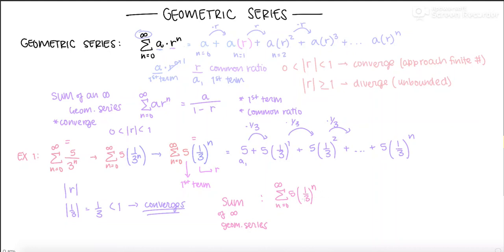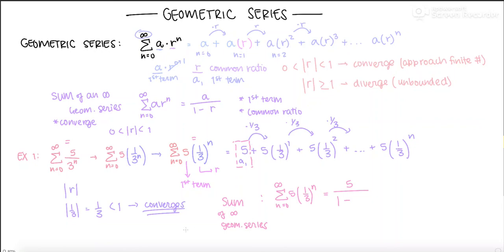So the sum of this, let's just follow the formula here. A first term. Oh, look, we already have that here. This is going to be the 5. That's going to be our first term. So 5 divided by 1 minus r, our common ratio. So what are we multiplying each term by to get the next term? Well, that's going to be 1/3. 1/3 is our common ratio.